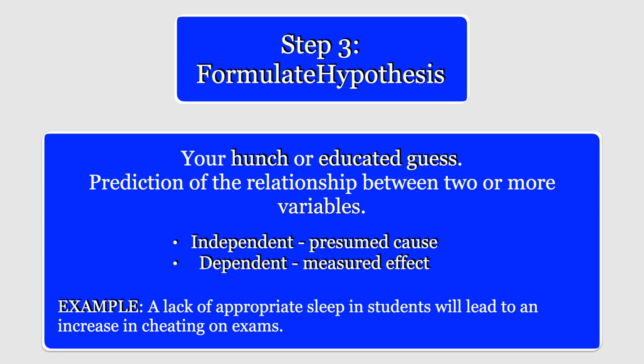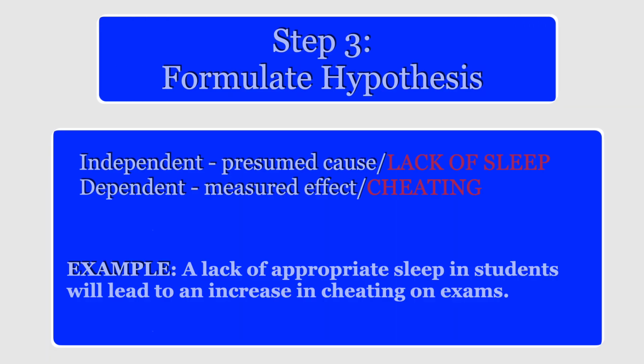So as you look at this, can you identify the independent variable, the cause, and the dependent variable, the effect? What is causing what to happen? When we study human behavior in sociology, we're always looking at the relationship between various variables. When somebody does something, what is going to happen as a result of that? So in this case, if students aren't getting enough sleep, what's likely to happen? Well, we're hypothesizing they might be more likely to cheat on their exam.